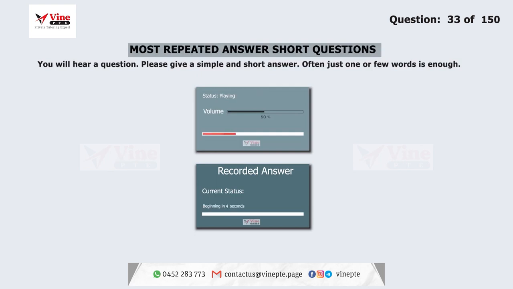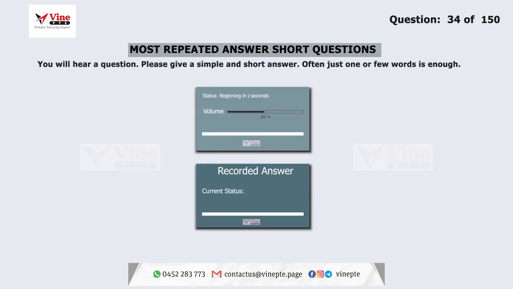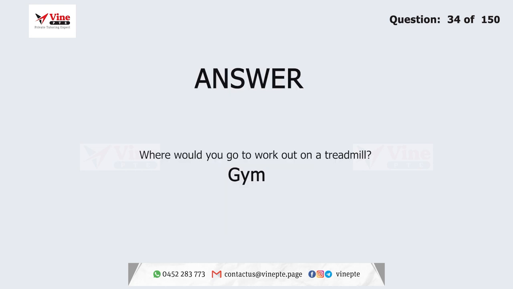What is the most important document you would have to show if you would hire a car? Driving license. Where would you go to work out on a treadmill? Gym.